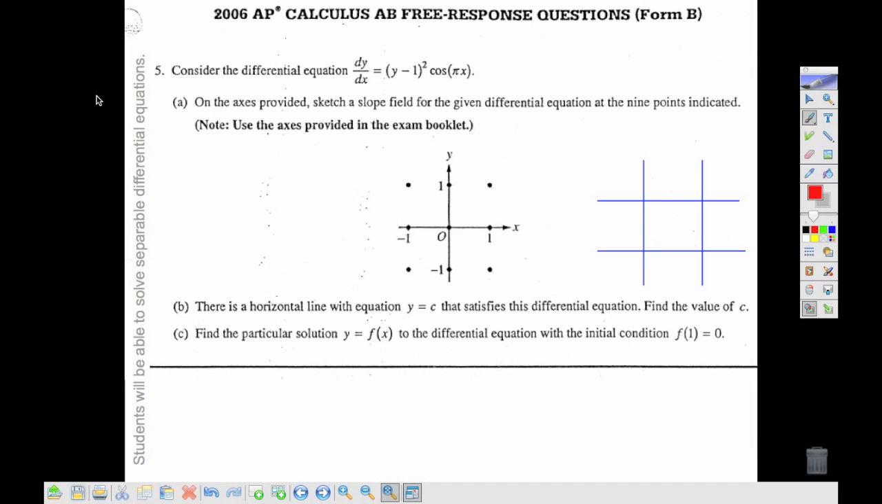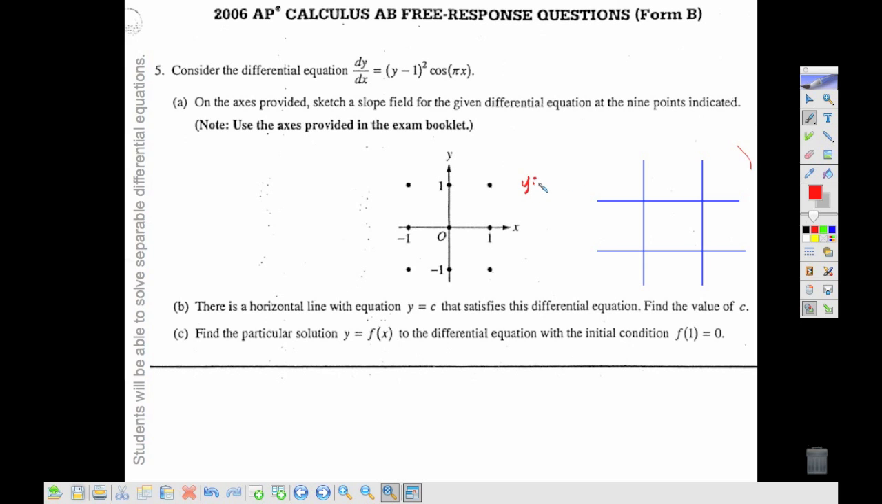This next question is from the AP test from a few years ago, and it's dealing with these differential equations. They first give a differential equation. A lot of times they'll ask you to complete a slope field based on that differential equation. It's a little more complicated than some of the ones that we've done so far. So let's break it down by looking at the different y values that we have here.